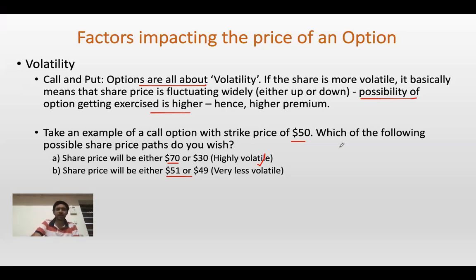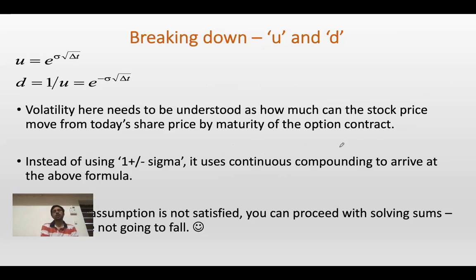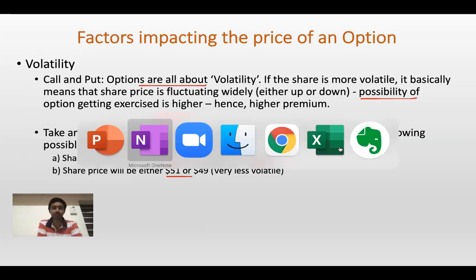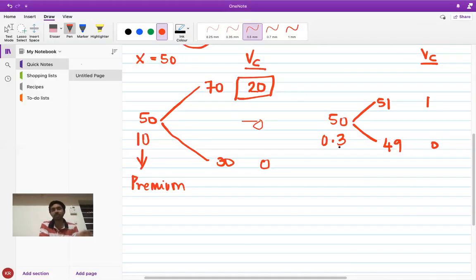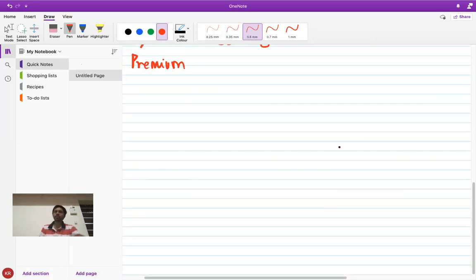This wish of option buyer and option seller, I did not write it, but when I upload the PPT, I'll just add it at the bottom, what an option buyer wishes for and what an option seller wishes for. Now, this was one concept that I actually wanted to tell you, that volatility is actually captured in U and D.